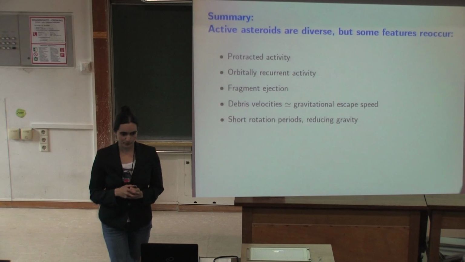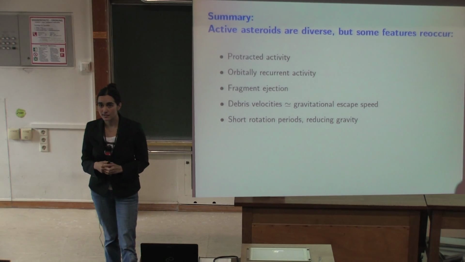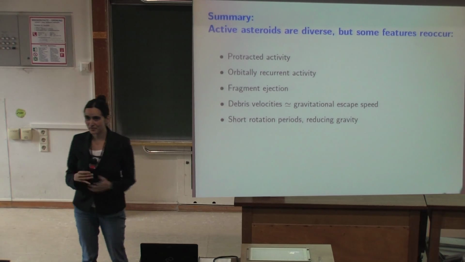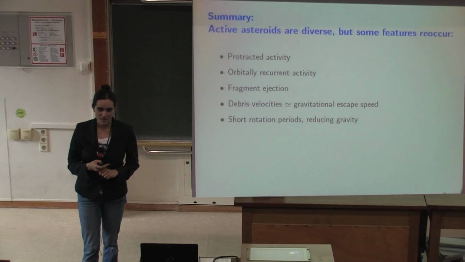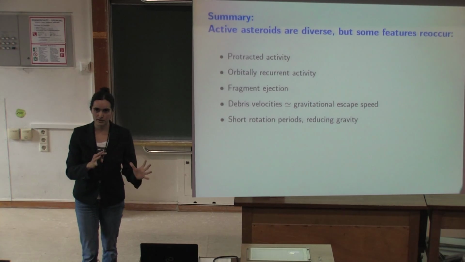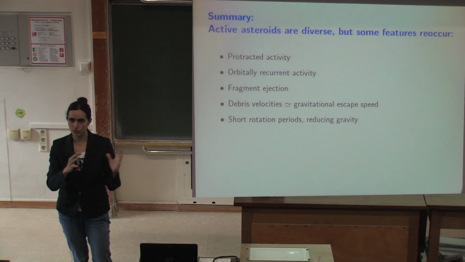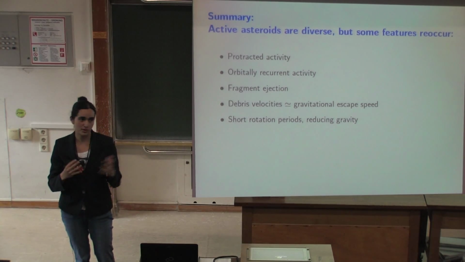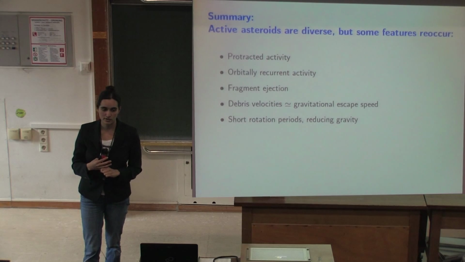In summary, active asteroids seem immensely diverse. Each new discovery looks entirely different and brings new surprises, but some features do reoccur. And we have this group of main-belt comets with protracted mass loss and with repetitive mass loss, which we think is caused by sublimation of ice.